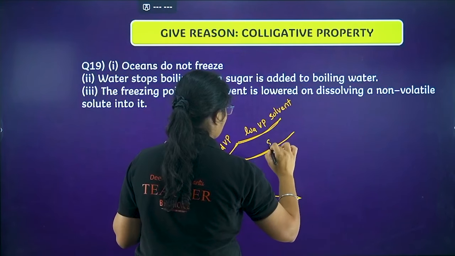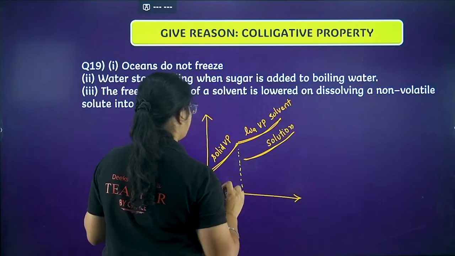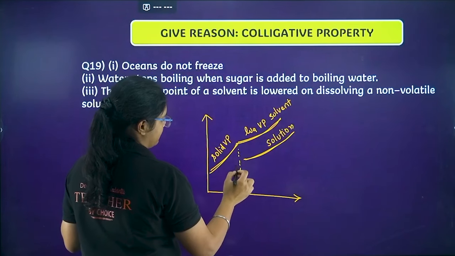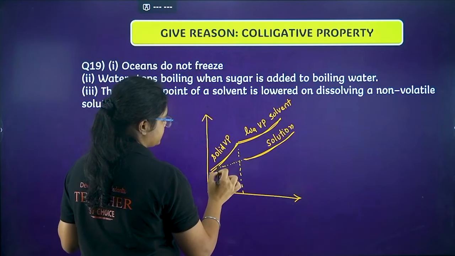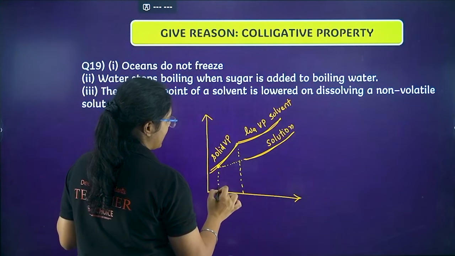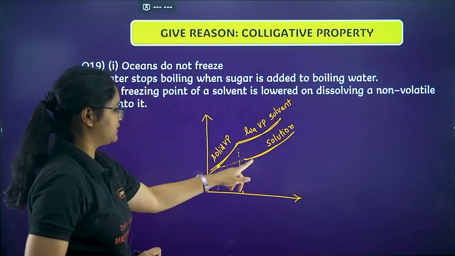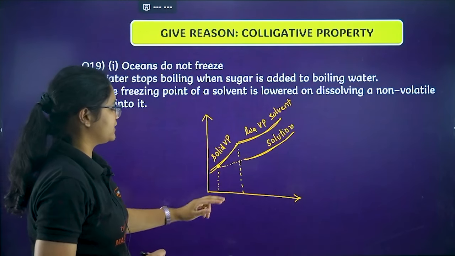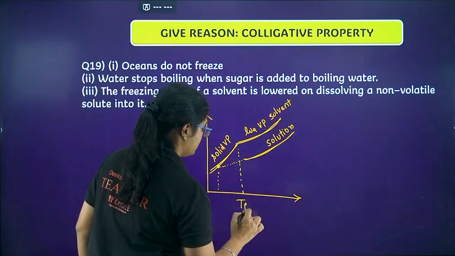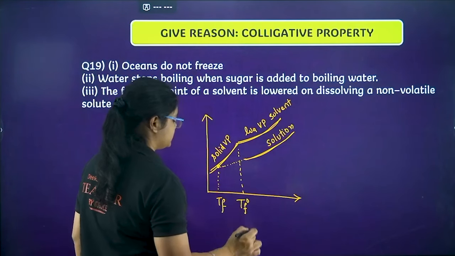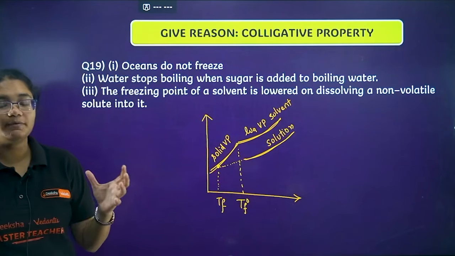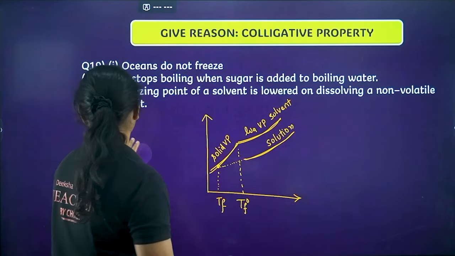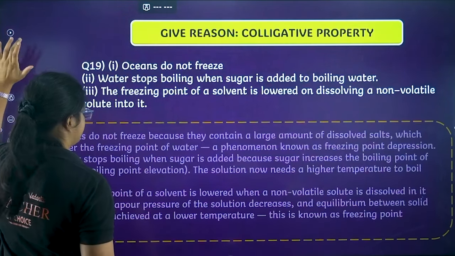Now when this is of the solvent, and now when we have a solution, what happens? When this solution touches this one, that is solid vapor pressure, at that point freezing will take place, when this one has to touch here. So you can see this is the initial freezing point and now the freezing point has decreased. So why does the freezing point decrease? Because when we add a solute, the vapor pressure decreases, right?